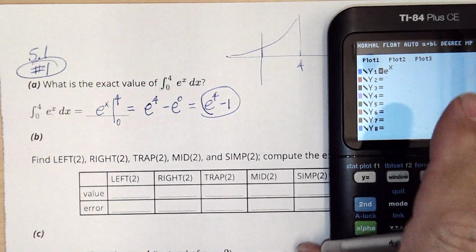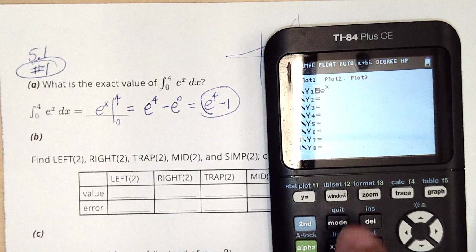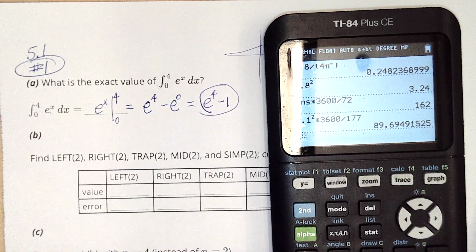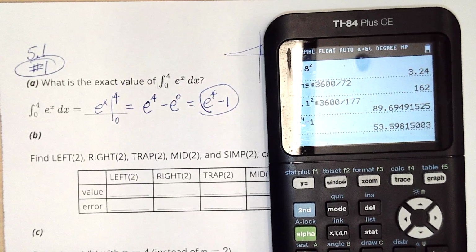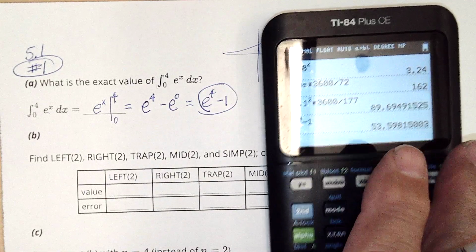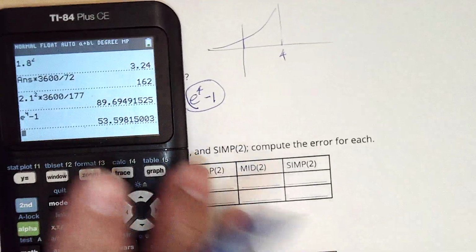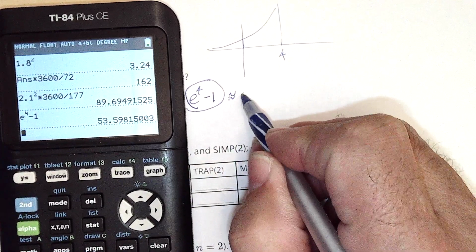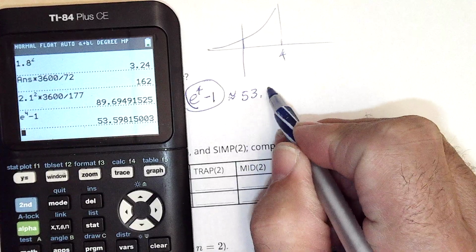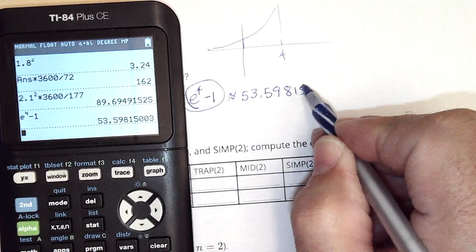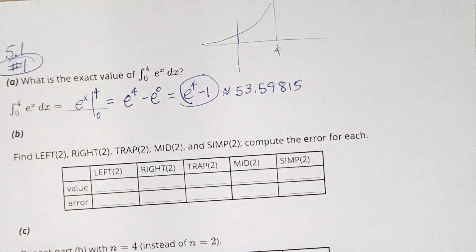A decimal approximation for that would be e to the 4 minus 1, 53.59815. I'm going to write that down. It's approximately 53.59815. Okay?